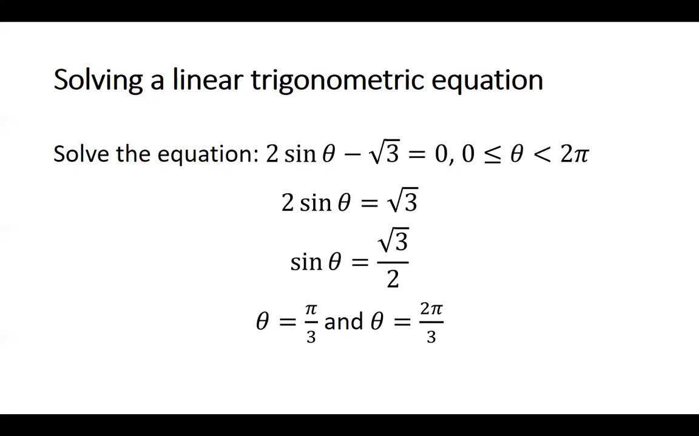We know that sine is positive in the first quadrant and the second quadrant. So it is not only pi over 3, but it is also 2 pi over 3. Because remember, 180 degrees is pi. Pi minus pi over 3 gives you 2 pi over 3. So first and second quadrants. So that's how we solve a linear trigonometric equation.